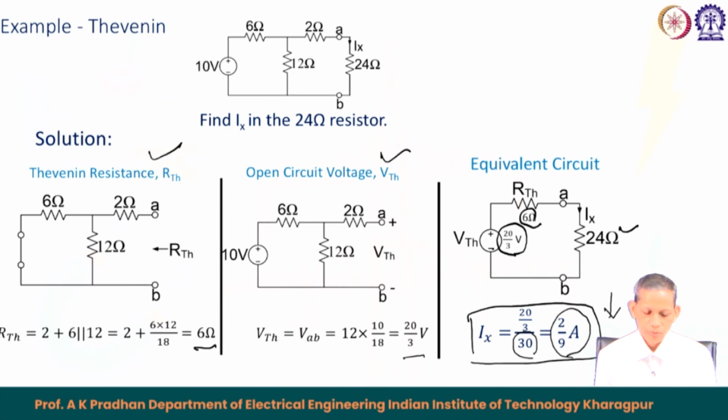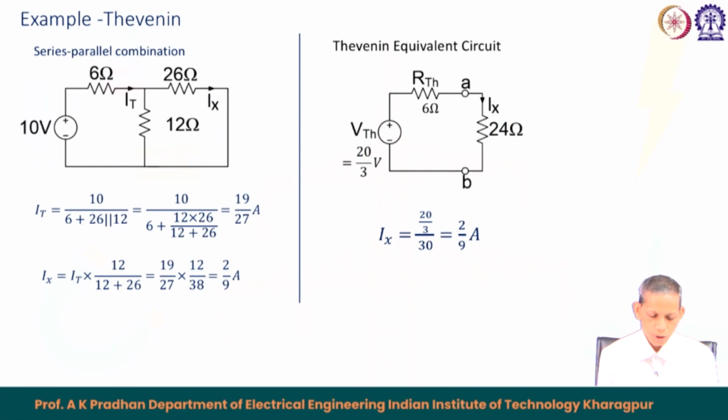So, that is the answer for this circuit, and this is also true, as you see here the corresponding circuit is like this, 10, 6, this. So, at this point the corresponding 12 and 6 are in parallel. So, that becomes equal to 19 by 27 ampere, this is It total, and It is shared between 12 and 26. So, Ix in this branch 12 becomes equal to 2 by 9 ampere.